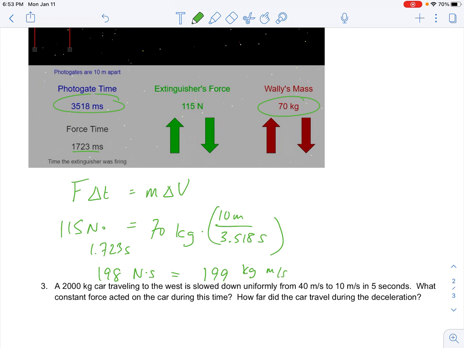kilogram meters per second. See, on the left I've got, oopsie, get my highlighter. On the left I've got Newton seconds, and on the right I've got kilogram meters per second. And those are equivalent amounts.